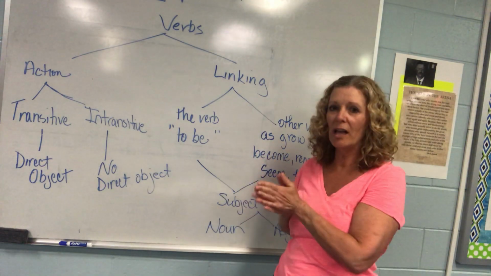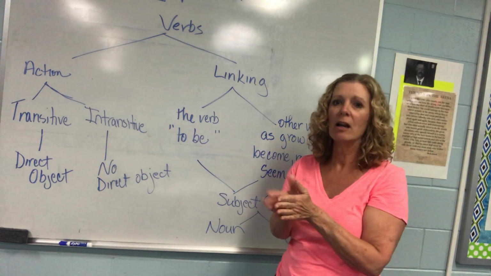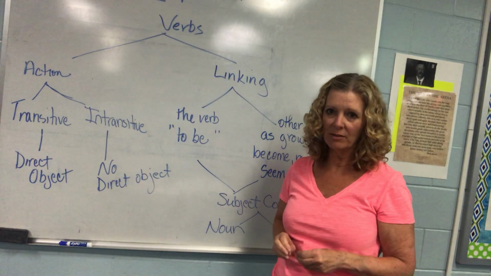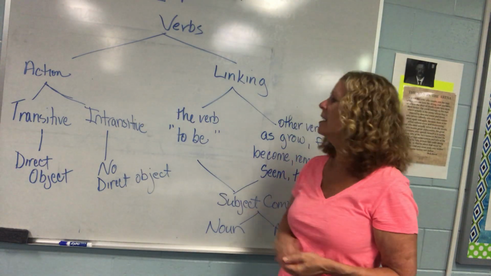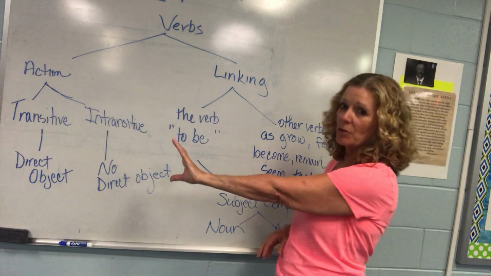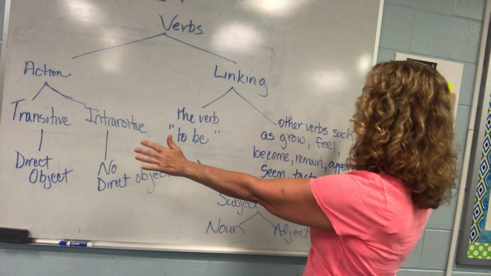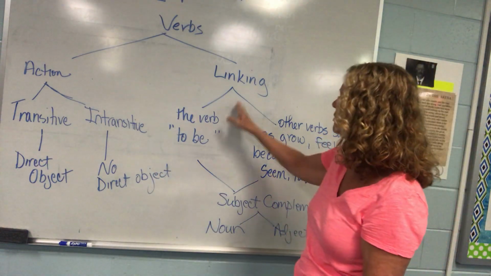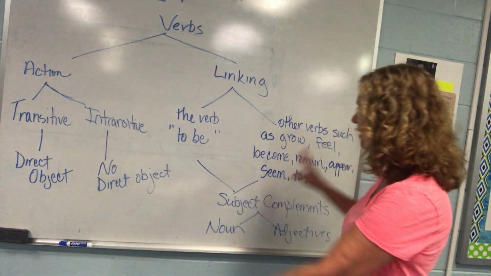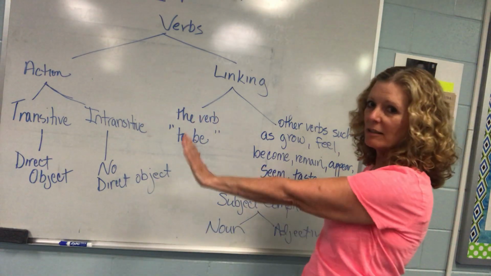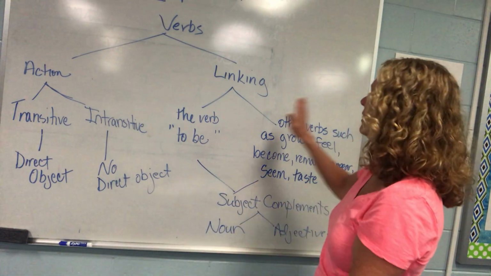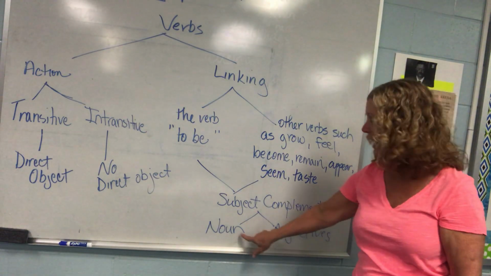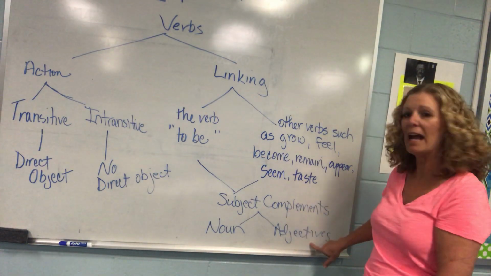This is when the was, the is, the am, the are, they're all the only verb in the sentence. They're by themselves. They're linking, okay? They are linking the subject on the left to the subject complement on the right. So linking verbs always have a subject on the left side, and on the right side they have a complement. And a complement can be a noun or an adjective.